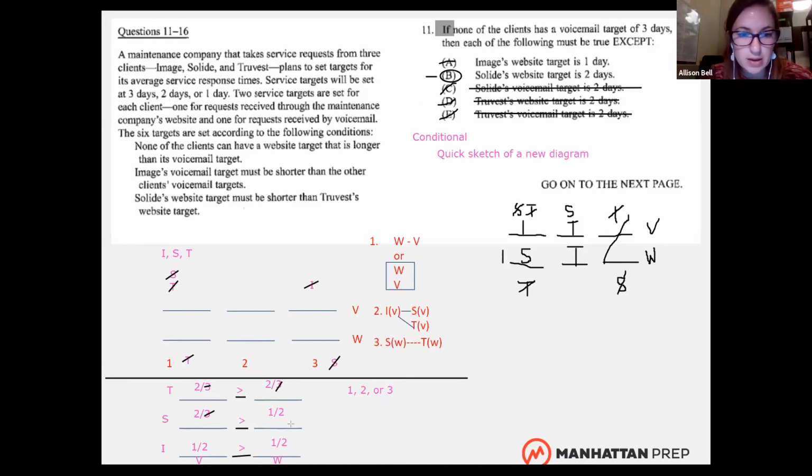And then I'm going to think about what else do I know about website targets. I know that S's has to be shorter than T's, so that means that S's is going to have to be 1. That puts me back in that same place where I'm thinking that B is probably right. Then I go back to that first rule, the website needs to be shorter than the voicemail. I don't have anything with that quite yet. I'll go back to the second rule. Oh, I's voicemail has to be shorter than S and T's voicemail. So there's our 2, I's needs to be 1, which means its website needs to be 1. Now I can cross off A.